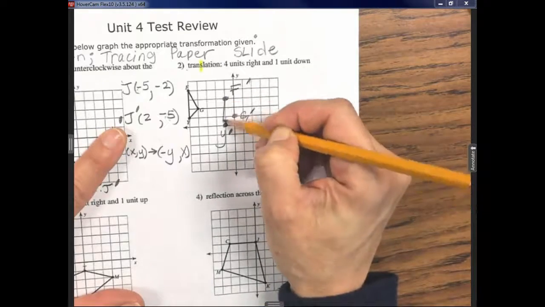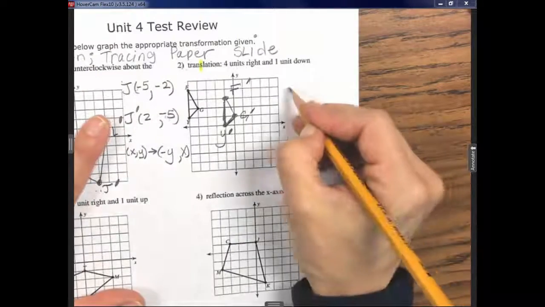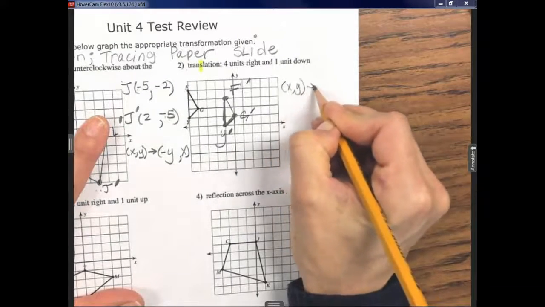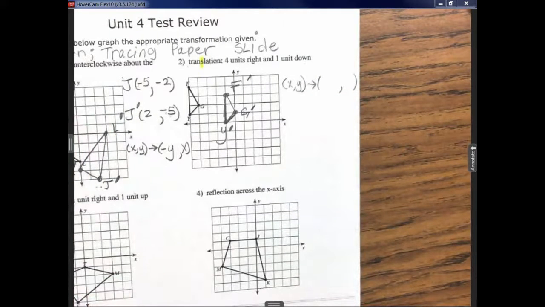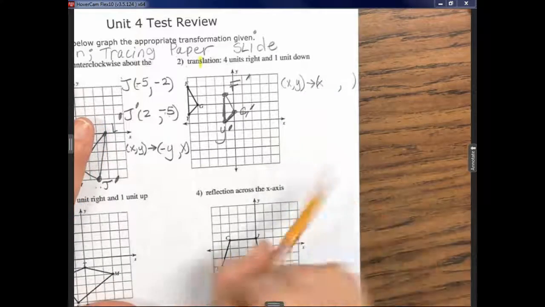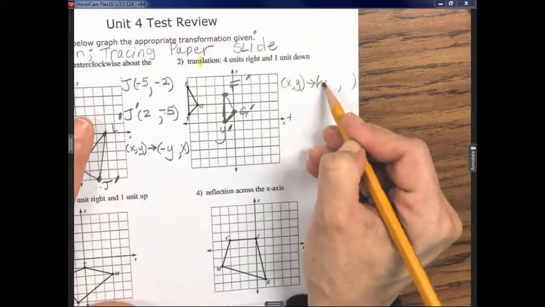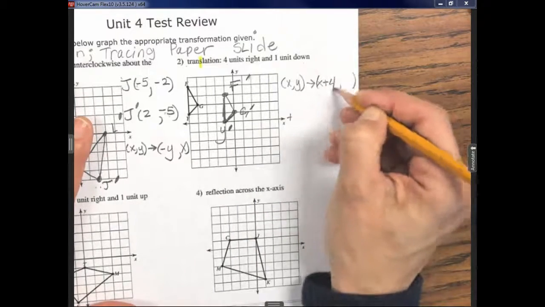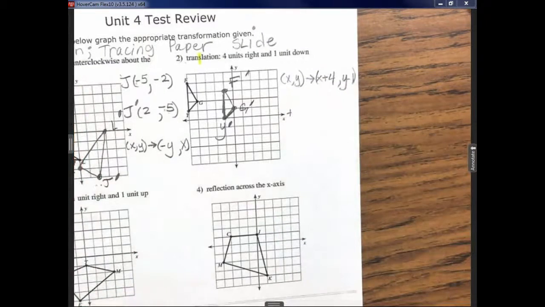Go ahead and connect them. And then over here, we're writing the rule. What happened to X? Is it plus or minus? It's in the positive direction. It moved in the positive. Remember, this says positive X. So it's plus how many places? Plus 4. What's Y going to be? Minus 1. Great job. Any questions on that?